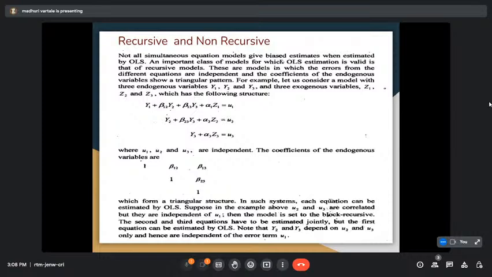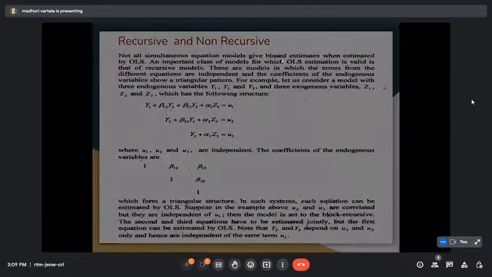Suppose in the example above U2 and U3 are the collaborative equations, but they are identified like U1, then the model is said to be block recursive, and the second and third equations have to be estimated jointly, but the first equation can be estimated by OLS. Note that this Y2 and Y3 depend on the U2 and U3, hence independent of the error term U1. If there is a change, then these values can be changed.